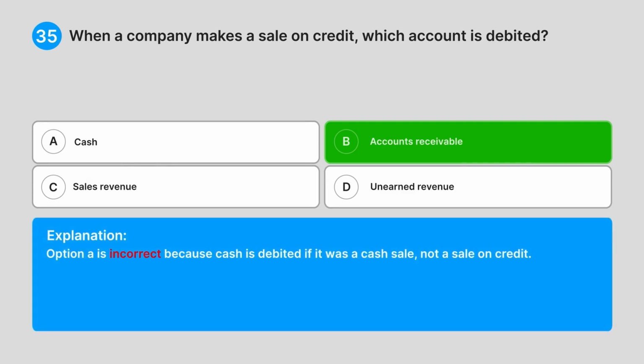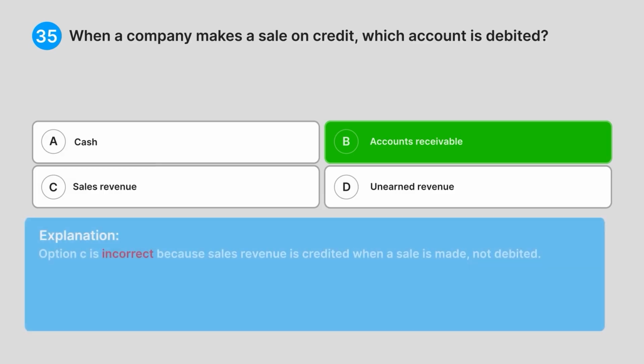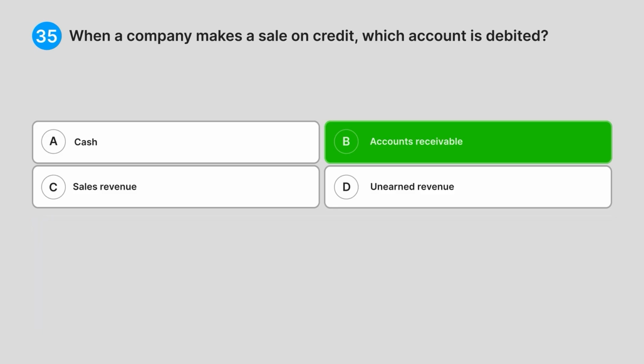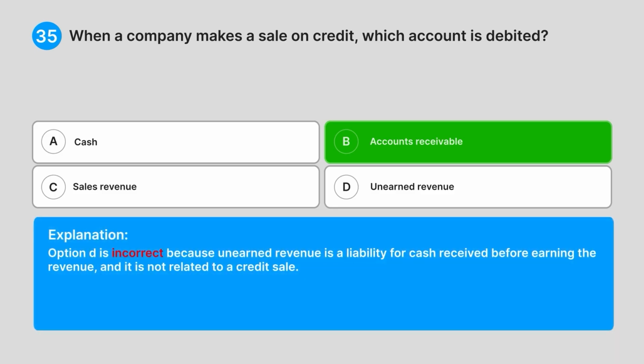Option A is incorrect because cash is debited if it was a cash sale, not a sale on credit. Option C is incorrect because sales revenue is credited when a sale is made, not debited. Option D is incorrect because unearned revenue is a liability for cash received before earning the revenue, and it is not related to a credit sale.